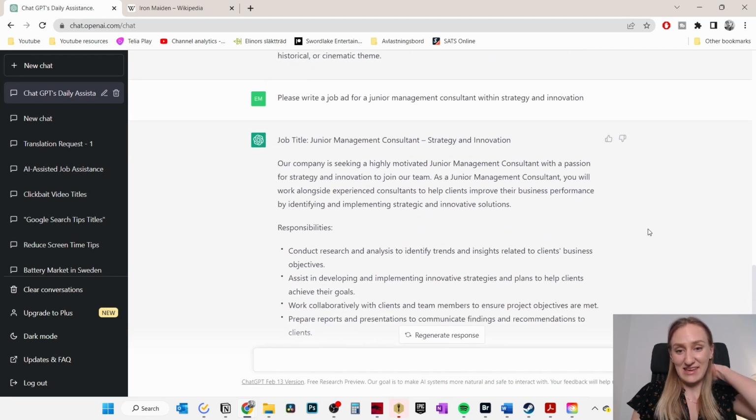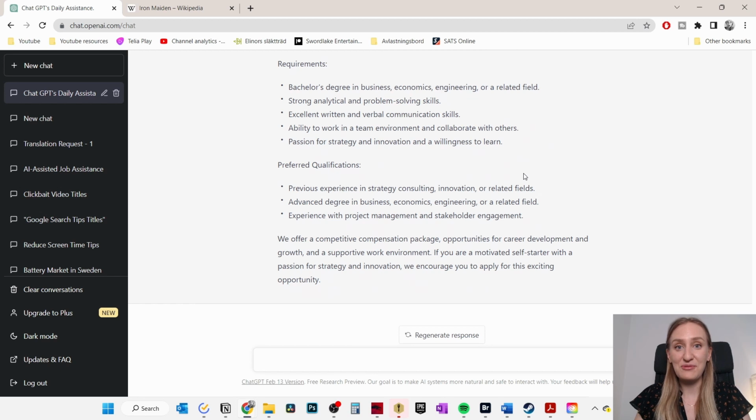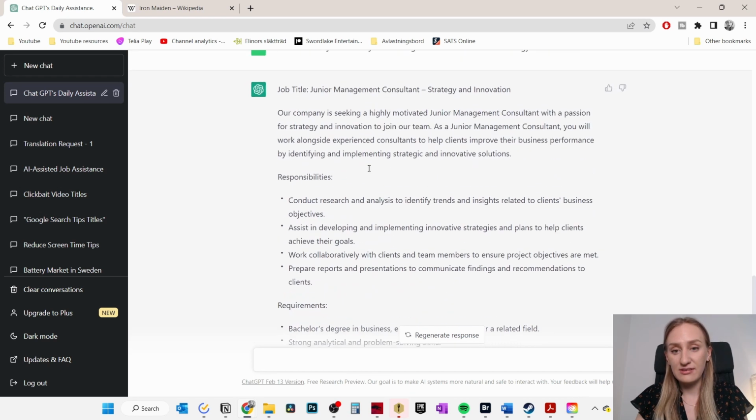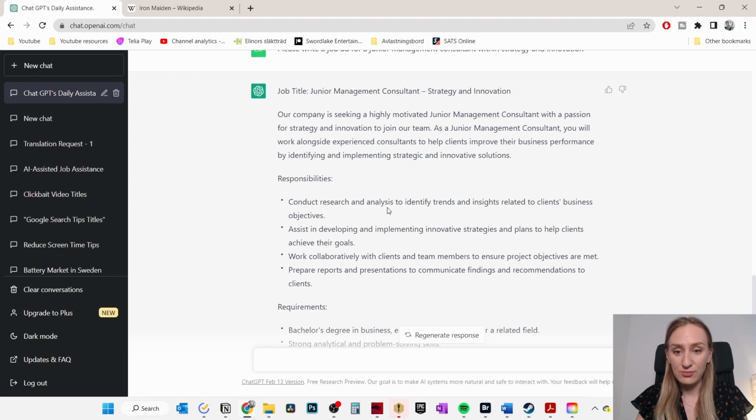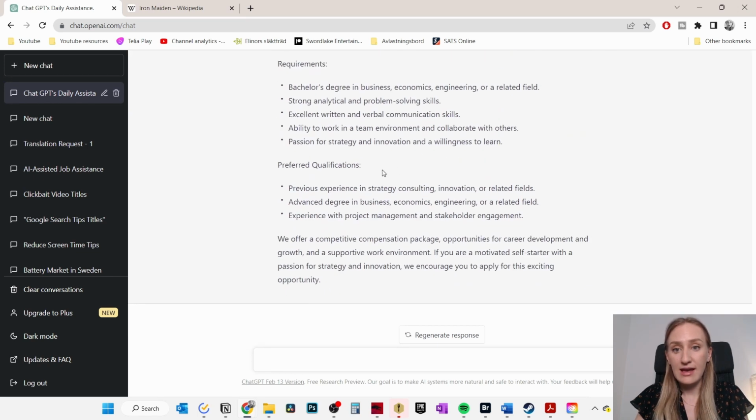So as you can see, here I have a foundation for a job ad that I could write, which has all of these different areas already filled in. So responsibilities, requirements, and preferred qualifications, which is super nice to just have a look at and see what ChatGPT comes up with. And then I can go in and change this as I like, and of course tailor it to our conditions that we have at our firm and what we want to see.